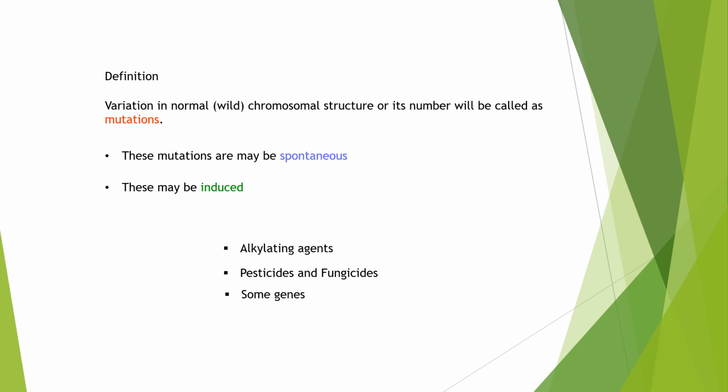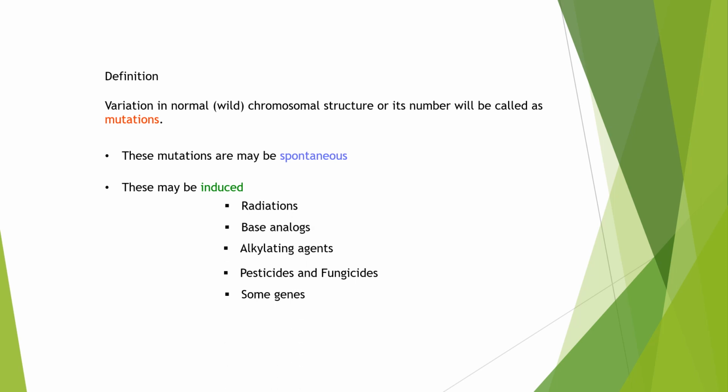These aberrations are further classified as spontaneous type of mutation and induced type of mutation. Spontaneous means sudden mutation which occurs in the body, and induced means there are some external agents which are responsible for creating mutation in the body. In that, the first one is called radiation. Alpha, beta, gamma, these are the rays which can cause mutation in the body.